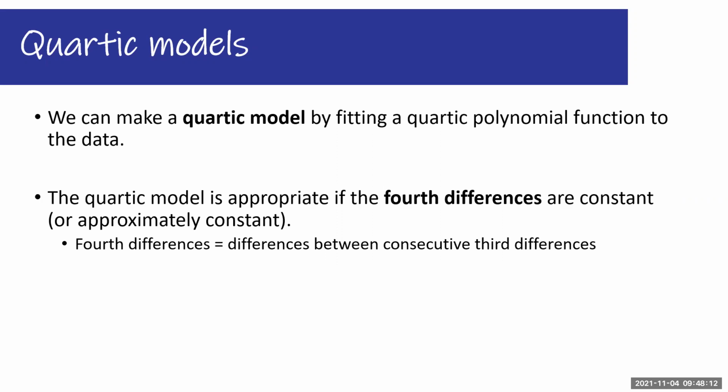Similarly to what we've seen so far, a quartic model is appropriate if the fourth differences are relatively constant, okay? So now you're going to find your first differences, you're going to find those differences to find your second, you're going to find those differences to find your third, and lastly, you're going to use those differences to find your fourth. So again, it's an iterative process.